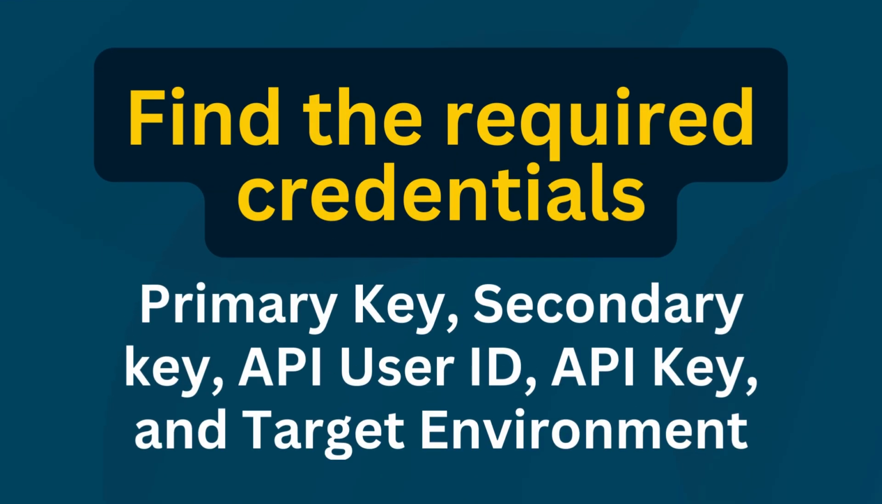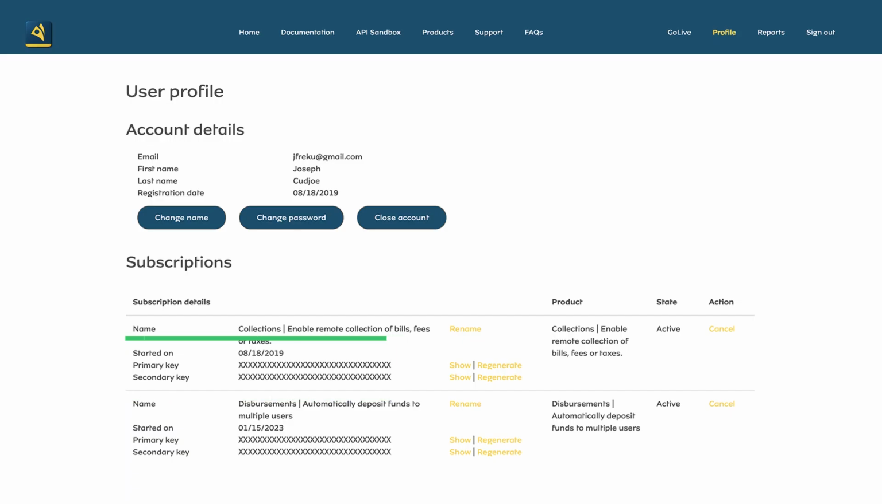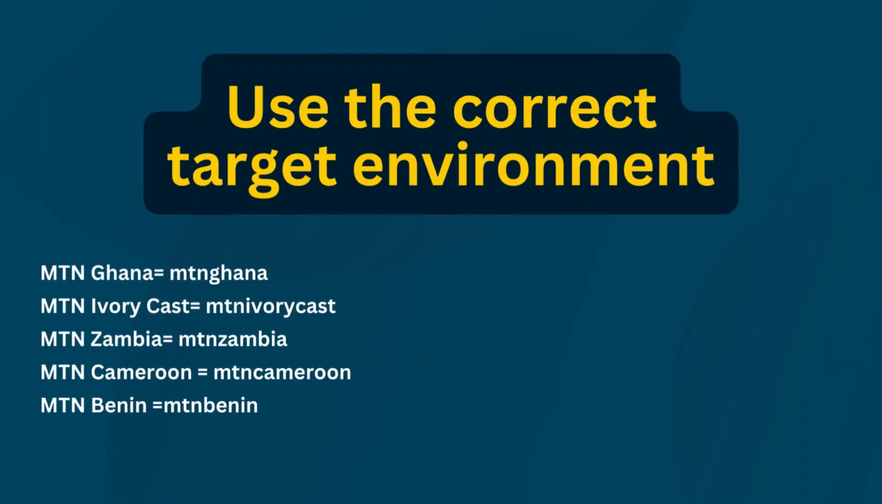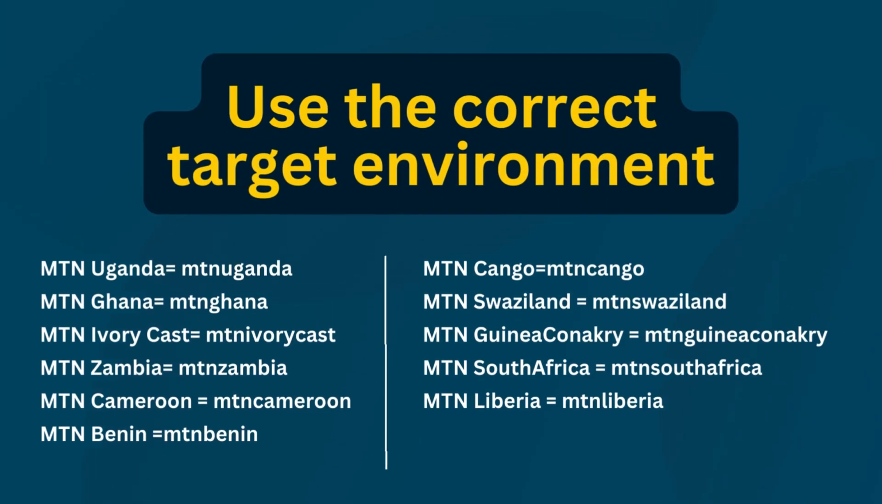Find the primary key, secondary key, API user ID, API key, and target environment from the MomoPay account. Log into your MomoPay account and go to the user profile. You can find the primary key and the secondary key in the subscription section. Use the correct target environment corresponding to your country.